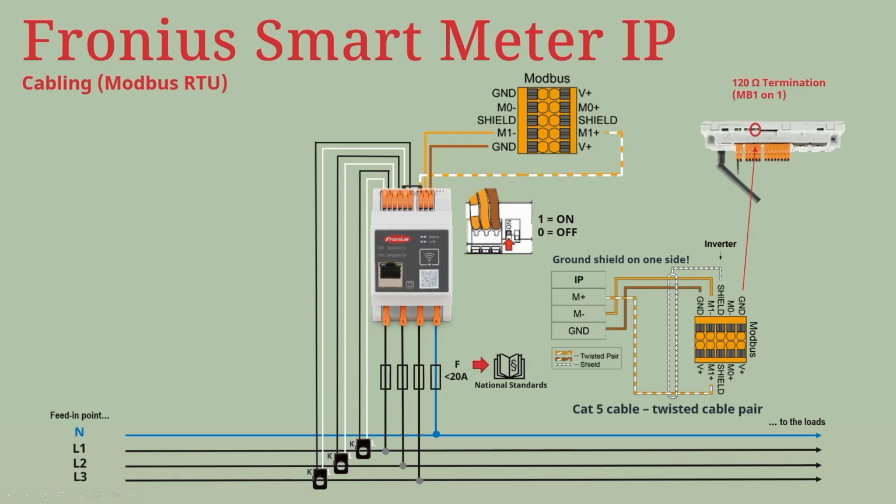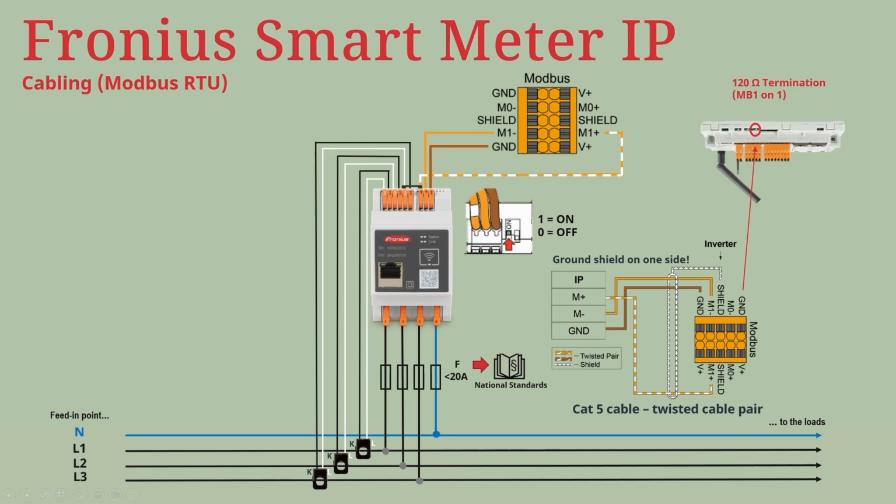If we are looking at the Smart Meter IP now, we see on the bottom of it the communication of our 3-phase system. So we have the L1, the L2, and the L3, as well as our N communication after our fuses, and to know which fuses need to be used in this case, please have a look at your national standards. This can be different from country to country.